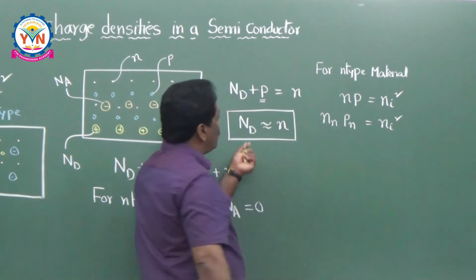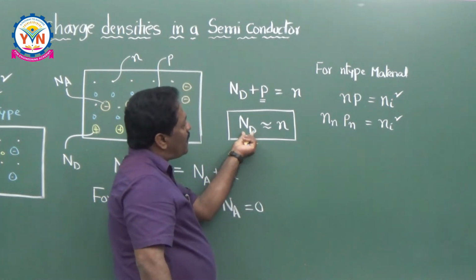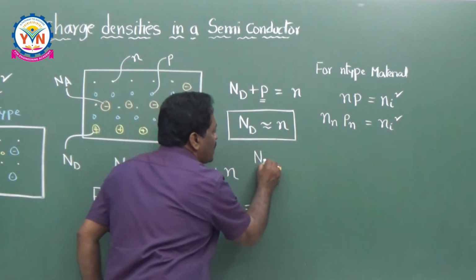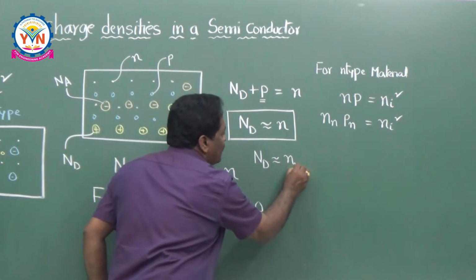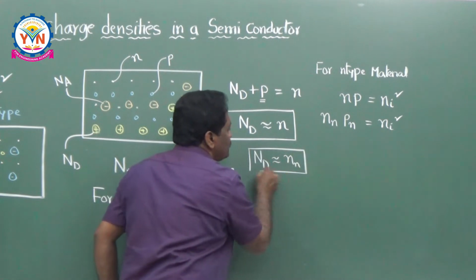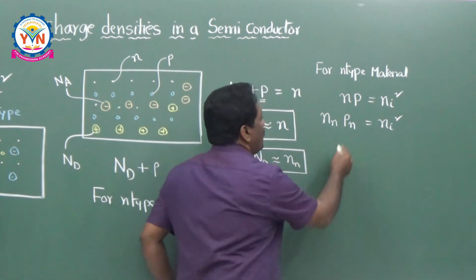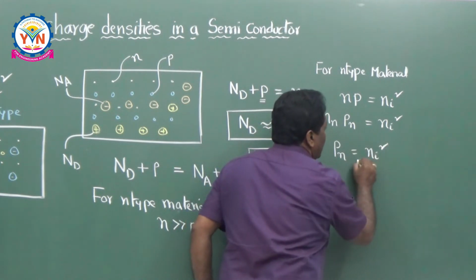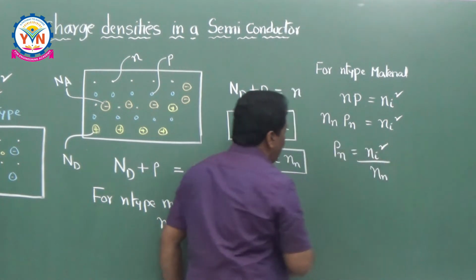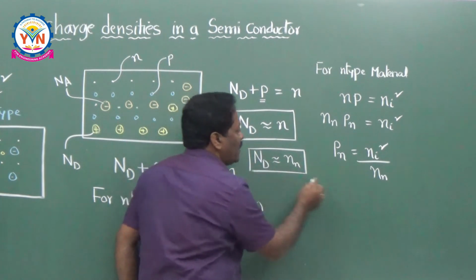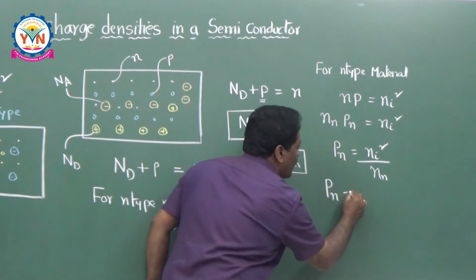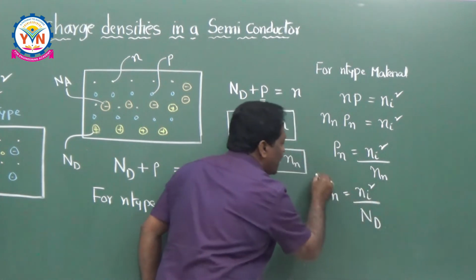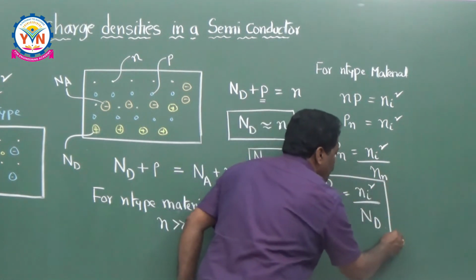Now, just now I told you, for N-type material, Nd is approximately equal to n. That means I can say Nd is approximately equal to nn because it is for N-type material. So I can write down here pn is equal to ni squared divided by nn. What is nn? nn is approximately equal to Nd. Therefore, pn is equal to ni squared divided by Nd. This is the expression you have to use.